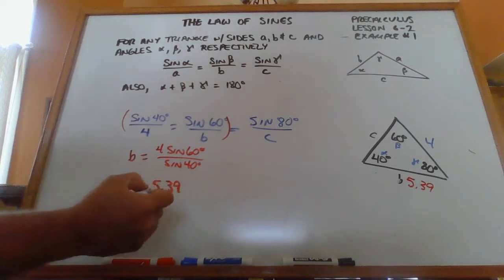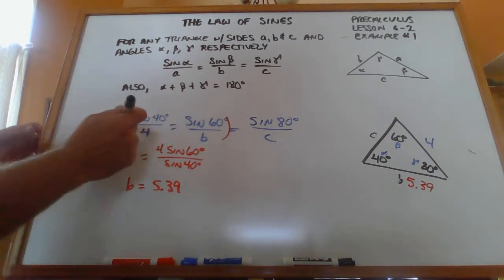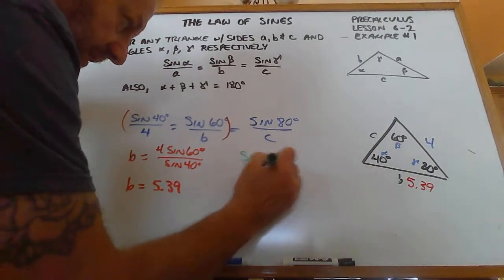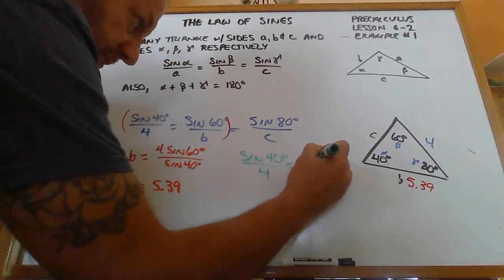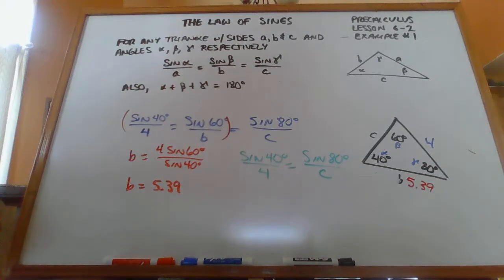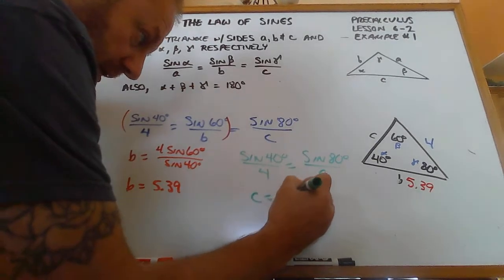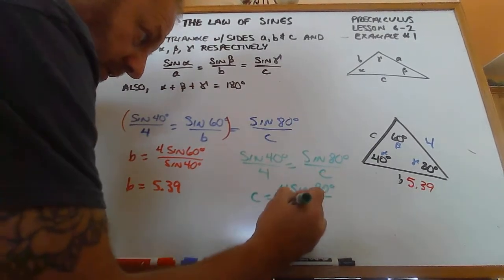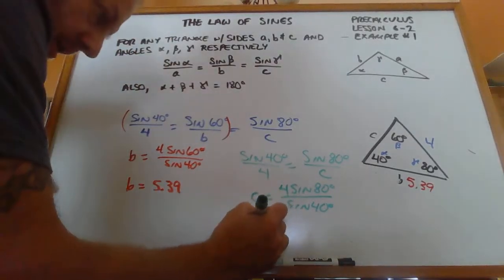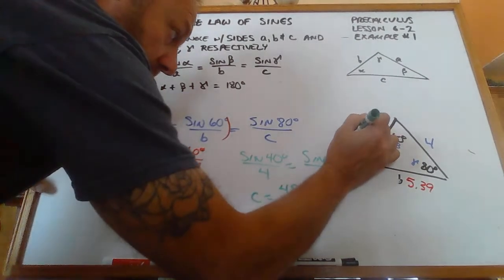Now I don't want to use this if I can help it because it's got a rounding error in it. So I'm going to go back and I'm going to use this again to set up my second problem. Sine 40 divided by 4 is equal to sine 80 divided by C. Okay, and then again, C is going to equal 4 times sine 80 divided by sine 40. And that comes out to be about 6.13. So I'll go put that up here.